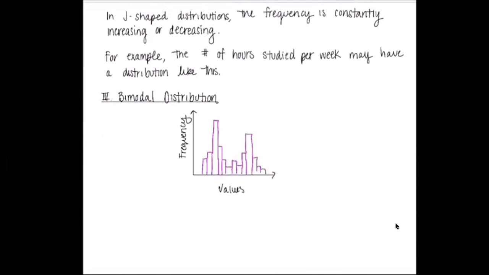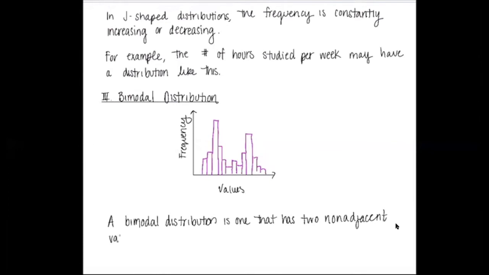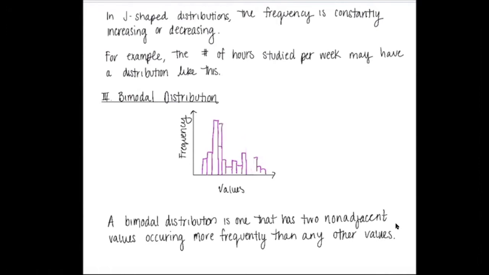So a bimodal distribution is one that has two non-adjacent values occurring more frequently than any other values. Okay. So if they were right next to each other, that's not quite bimodal. Like if I had this not here, and instead I had this bar being super high, if I just changed my classes slightly, those would get lumped together. So that's why it has to be separated from each other. Okay.